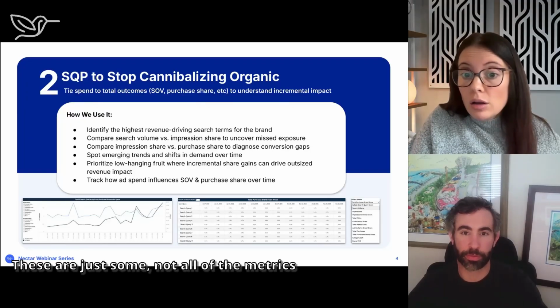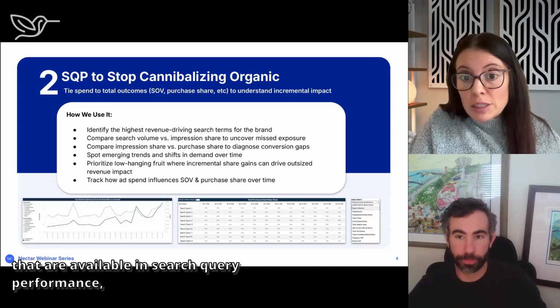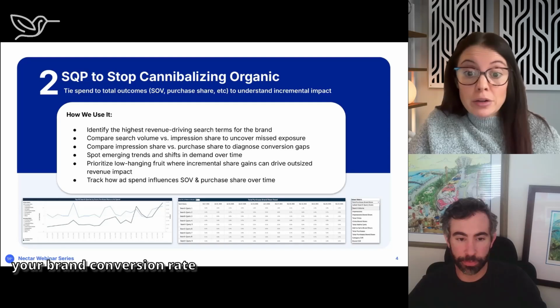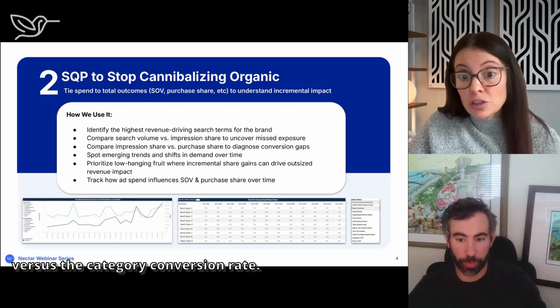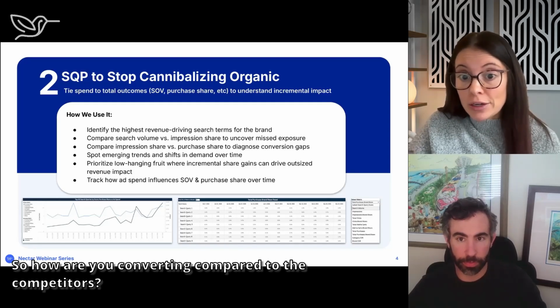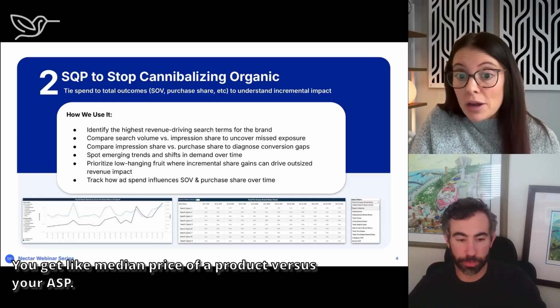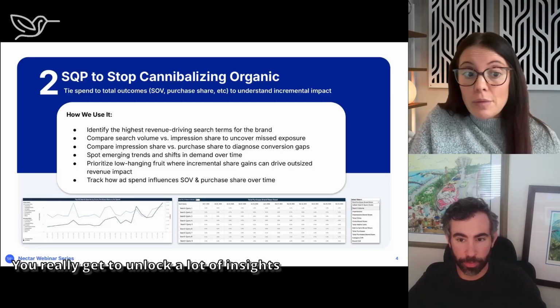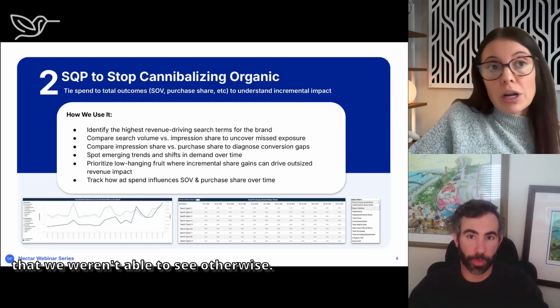These are just some, not all, of the metrics that are available in search query performance, but you get search volume, brand share, your brand conversion rate versus the category conversion rate. So how are you converting compared to the competitors? You get median price of a product versus your ASP. So it's pretty granular. You really get to unlock a lot of insights that we weren't able to see otherwise.